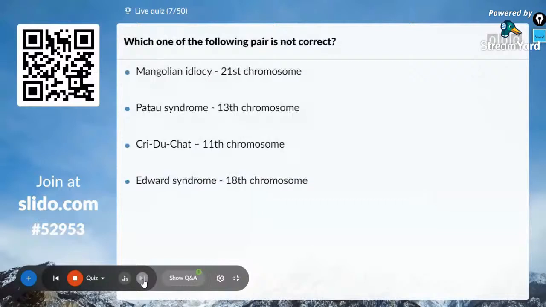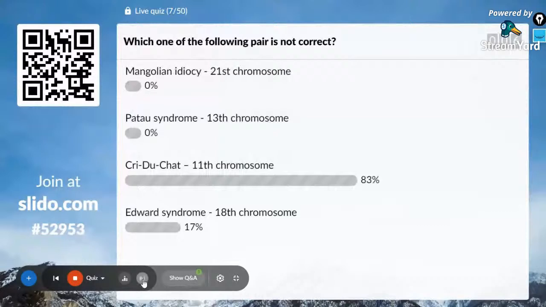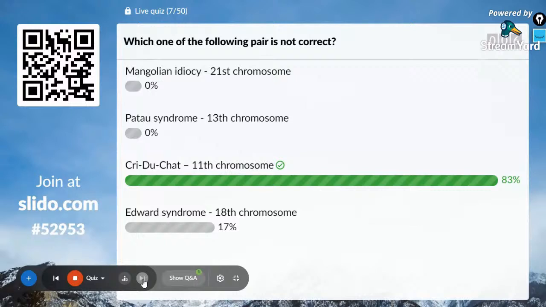Again, JIPMER question. Which one of the following pair is not correct? Which one of the following pair is not correct? Yes, it is Cri-du-chat syndrome, 11th chromosome. It is the incorrect among the following.